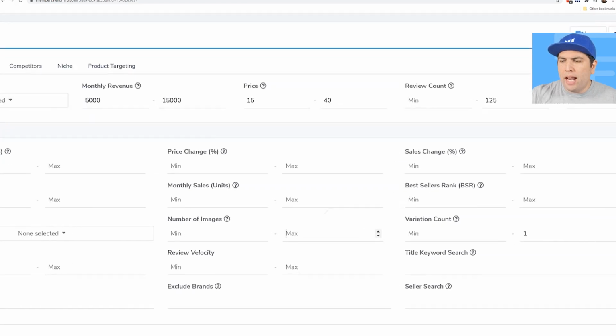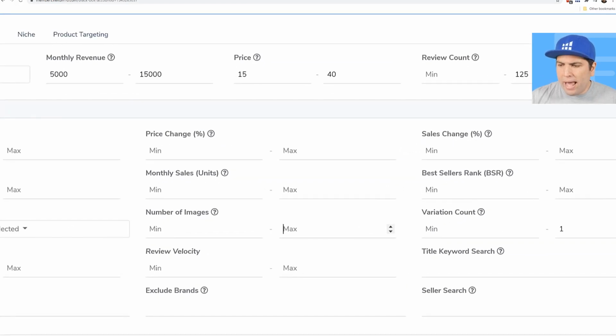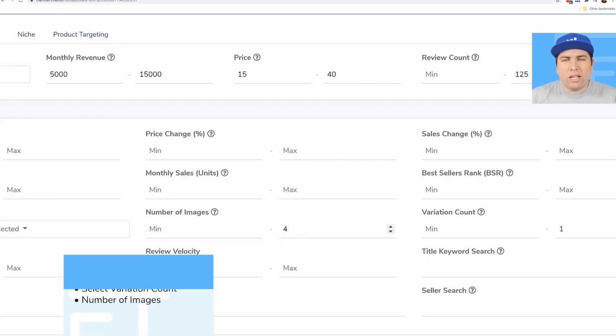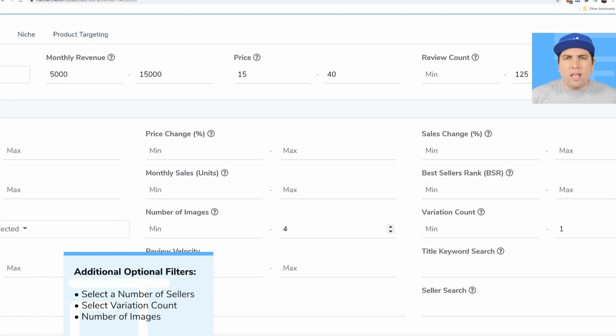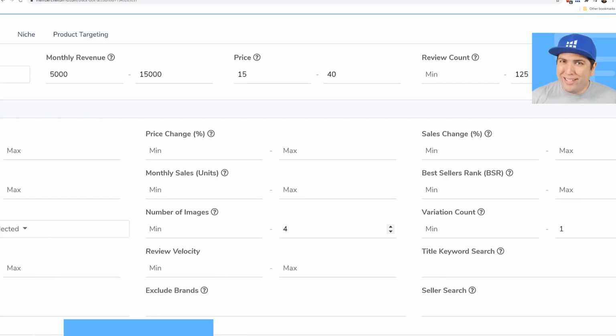Another thing, number of images. This is something that I like to use. I'm going to put a max of 4 images. Now, again, why would this indicate opportunity? Well, the reason it could indicate opportunity is because usually if you find a listing that only has like 2 or 3 images, the seller, the Amazon seller, probably doesn't know what he's doing. All right, because if you are an experienced Amazon seller, you got to use all 7 images if you can, because you want to show different angles of the product and you want to show infographics and things like that.